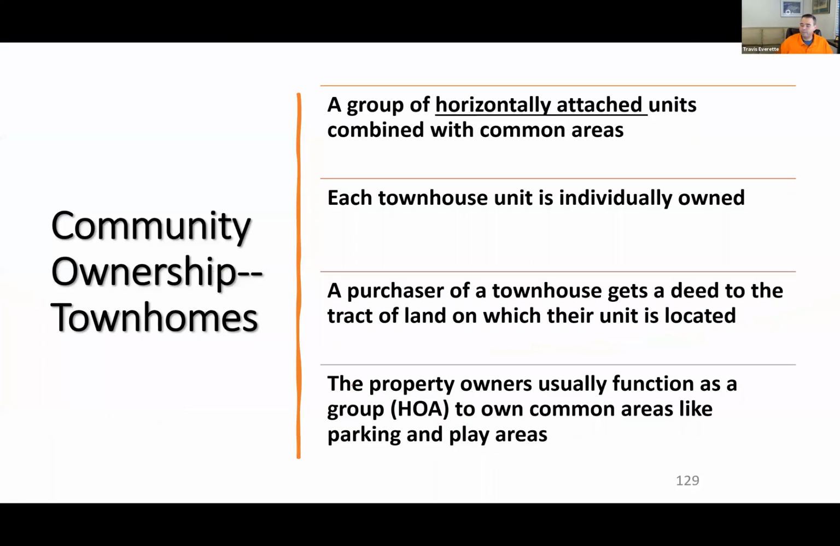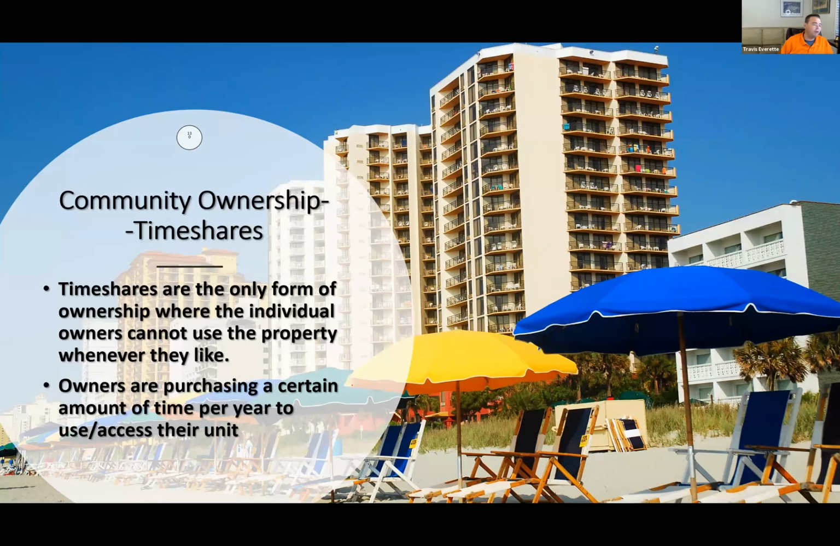Okay. The last type of hybrid ownership that we get to talk about today is everybody's favorite, the timeshare. A timeshare is a shared form of ownership where we've gone one step further than even condos go. Condos take a big building and divide it up into units so that people have their own space.